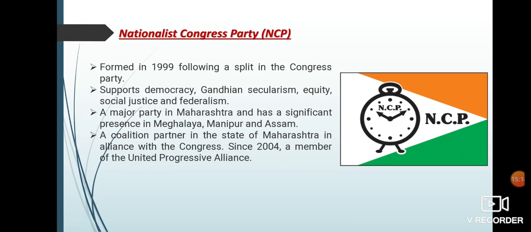Nationalist Congress Party (NCP). It was formed in 1999 following a split in the Congress Party. It supports democracy, Gandhian secularism, equity, social justice, and federalism. A major party in Maharashtra and has a significant presence in Meghalaya, Manipur, and Assam. A coalition partner in the state of Maharashtra in alliance with the Congress. Since 2004, a member of the United Progressive Alliance.